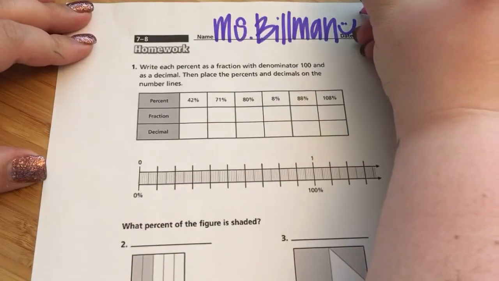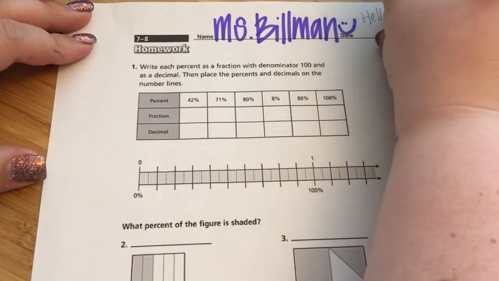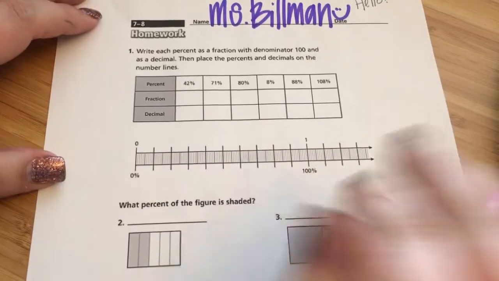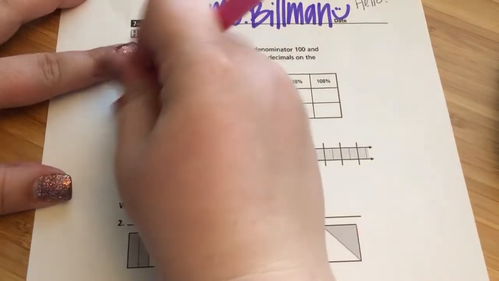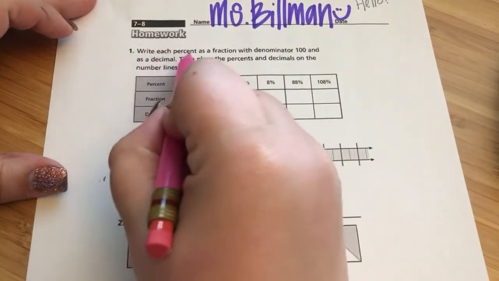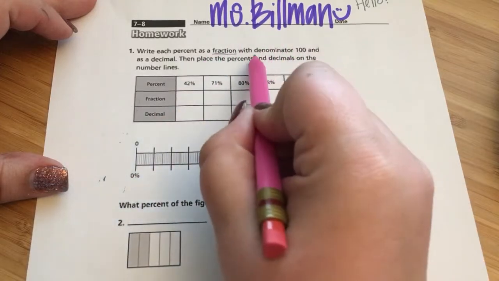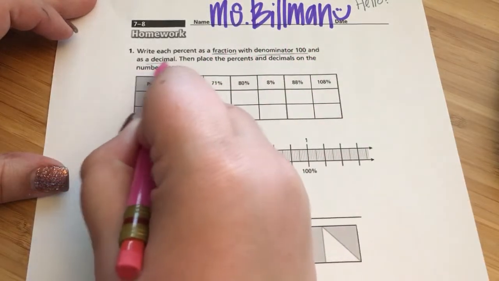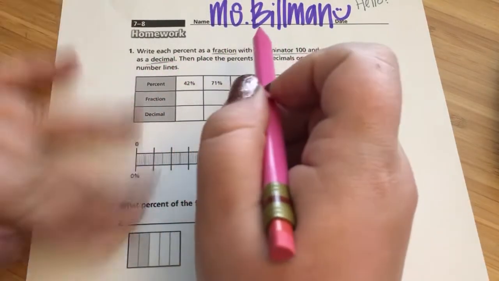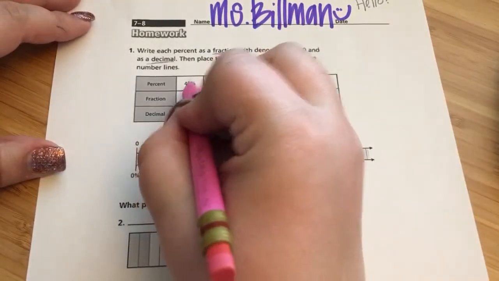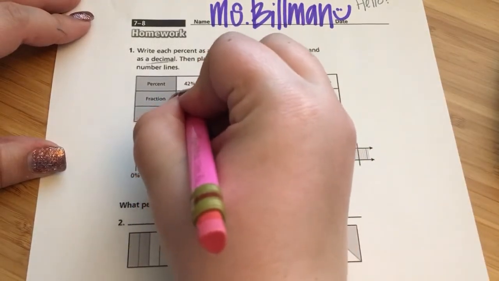Unit 7, Lesson 8 homework. I love percentages, mostly because we are always going after 100%. So for each of these, we're going to take the percent that they gave us and write it as a fraction and as a decimal. It's important that we know how to do this because it gives us another tool in our mathematical toolbox.